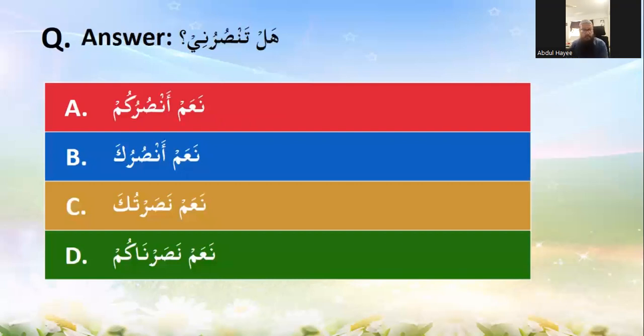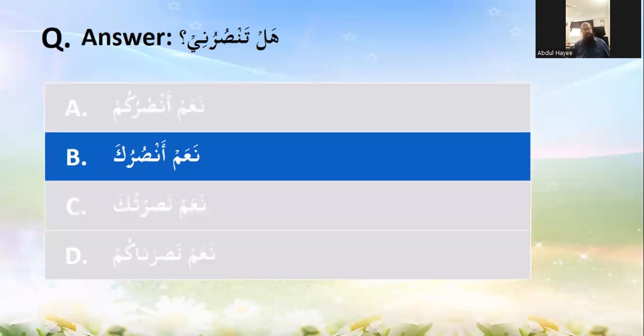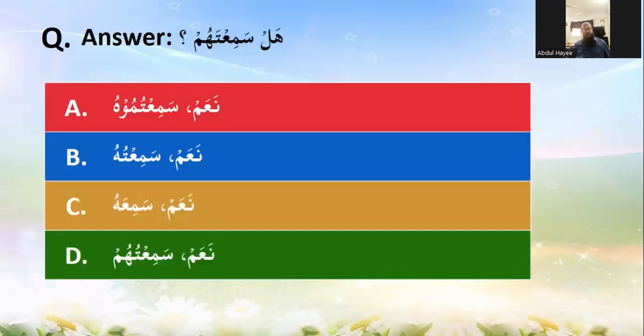Answer. Hal tansuruni? In Arabic, the reply will be: Nam ansurukum, Nam ansuruka, Nam nasruka, Nam nasarnakum. A, B, C, D. Hal tansuruni. B. Good. Next, answer: Hal sami'tum? Nam sami'tumuhu, Nam sami'tuhu, Nam sami'ahu, Nam sami'na. A, B, C, D. D, because the hum remains in the answer to the question. We will say hal sami'tum, nam sami'na.